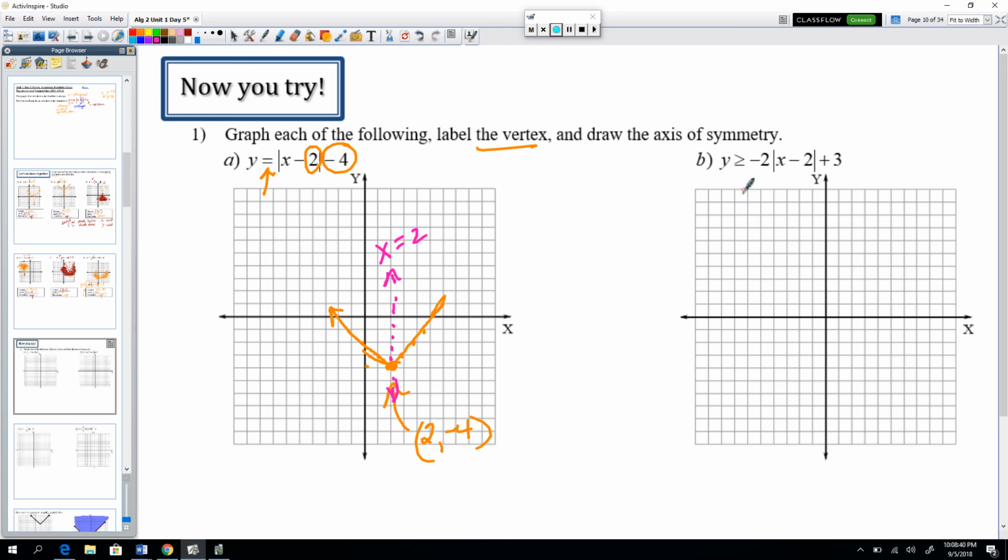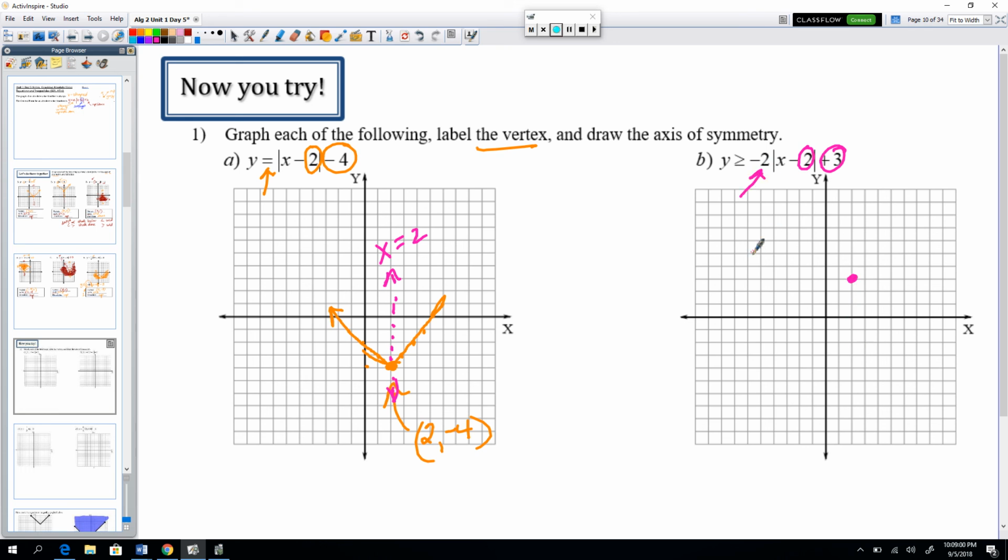On B, you have a shading scenario. So don't forget that. When you do all this work of finding the vertex, sometimes people forget to shade. So we've got an up 3, right 2 situation, and you can do either one of those first. So over 2, up 3 to find your new vertex.